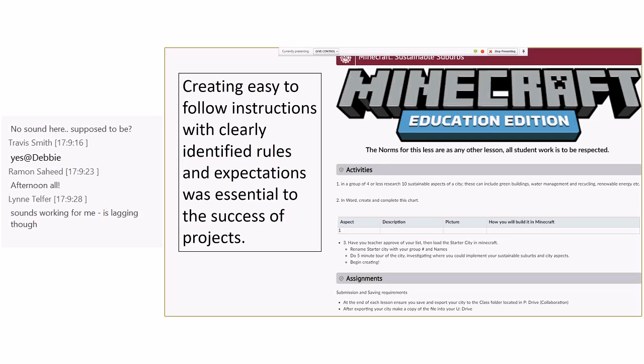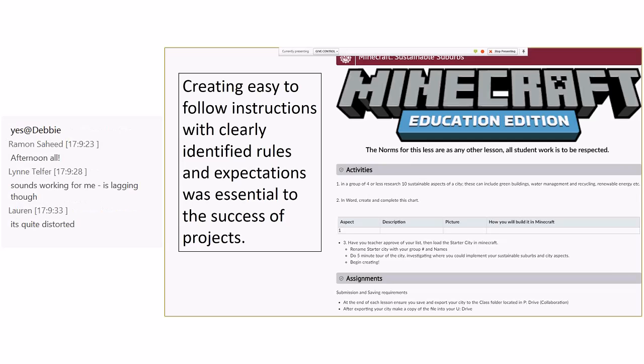So they did their little chart just to get them started with some research, and then I had them get in there and start doing some building. They came up with some really interesting things.